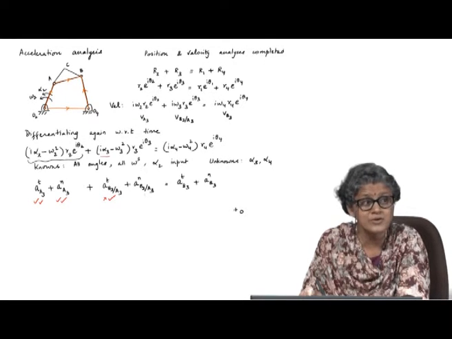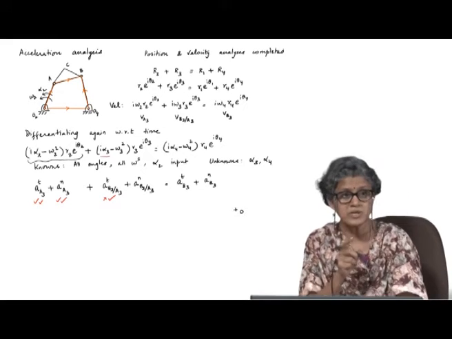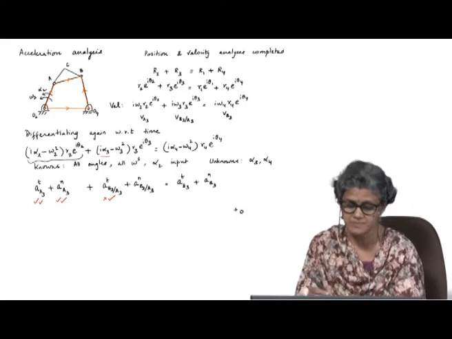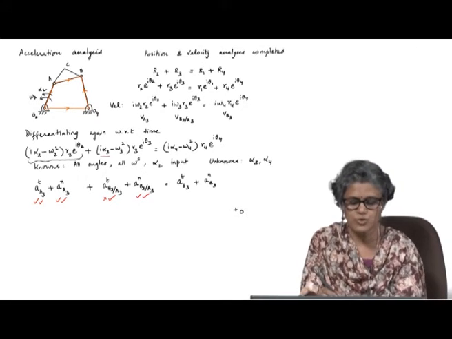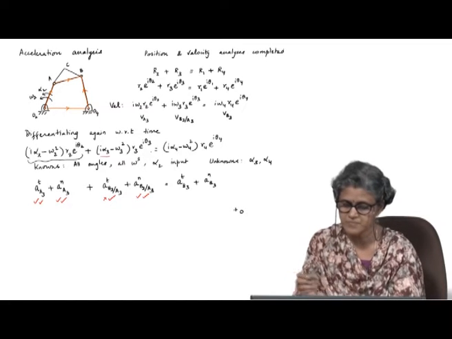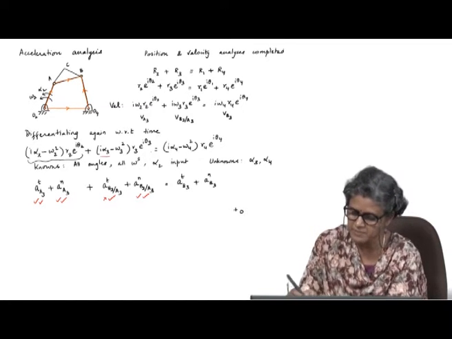You know the magnitude and the direction, because the normal component, remember, is completely known once you do the velocity analysis. So, you know omega 3 square from your velocity analysis, and you also know the direction is directed from B to A.